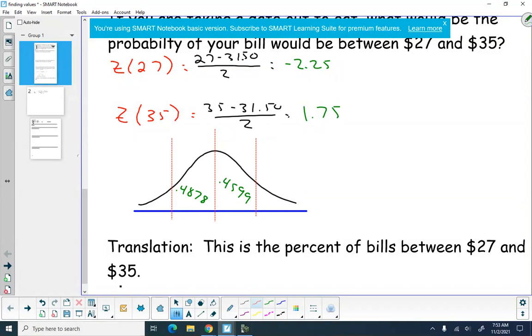This is my Z value for negative 2.25 and 1.75, which translates to $27, and this one translates to $35. So we're looking at the percent of scores or the probability that we're going to be in between these two values. So what are we going to do with these two values, Maddie? Add them together. So we have 0.4878 plus 0.4599. What do you come up with?